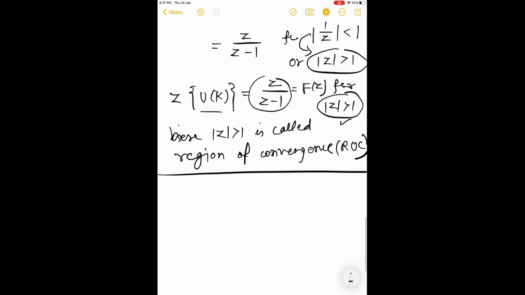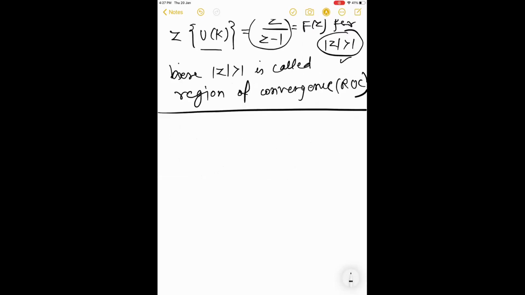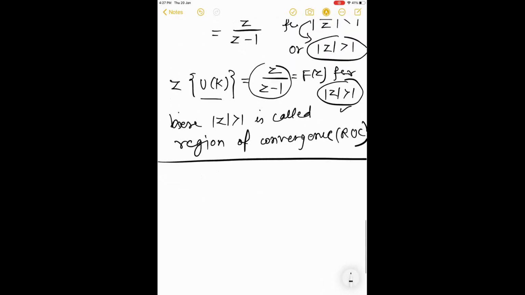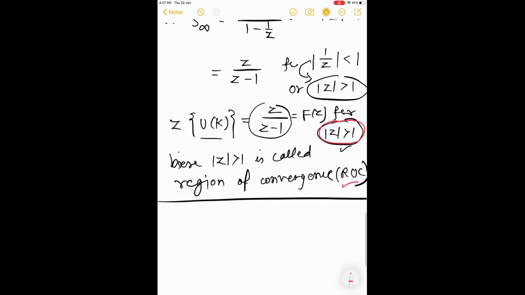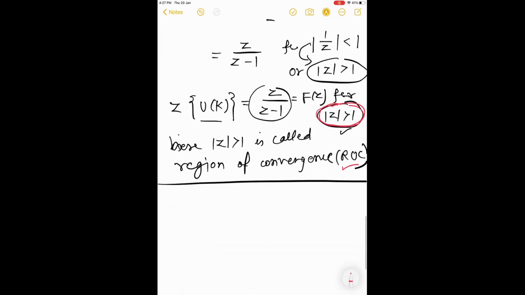Let me take one more example. Excuse me, madam, could you please repeat the last sentence about region of convergence? Region of convergence means the range where the summation exists, for some particular range. What is that range? Modulus of Z greater than 1, and what modulus of Z greater than 1 means we have seen just now.